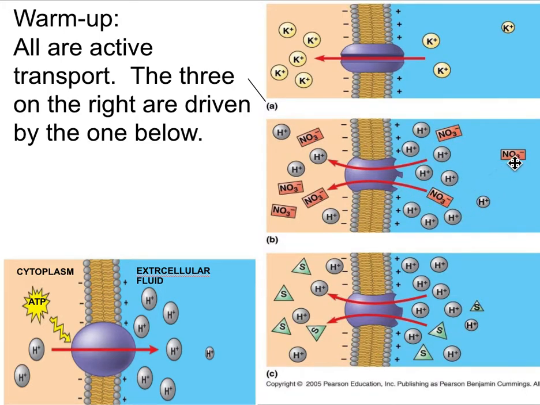In this case down here, we have nitrate moving up its concentration gradient in a protein that grabs hydrogen ions and uses the downward motion of the hydrogen ions to pull nitrate up their concentration gradient. And then finally, we have sucrose here being moved up its concentration gradient by tapping the hydrogen ions. So all three of these are active transport, and they're coupled to this hydrogen pump by ATP.